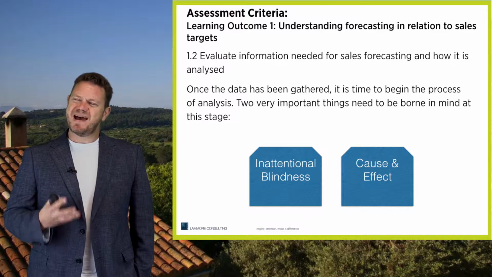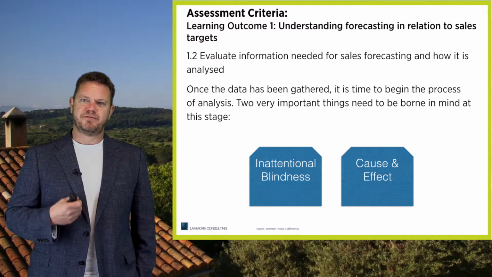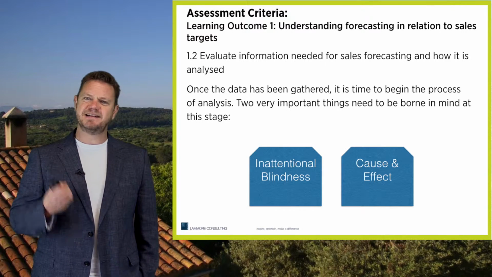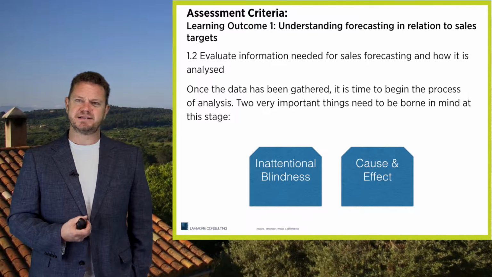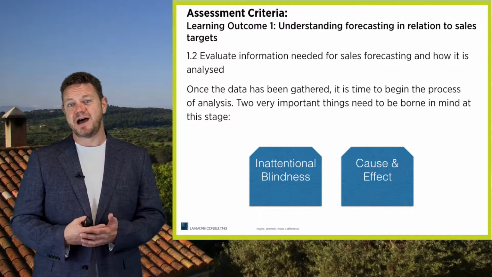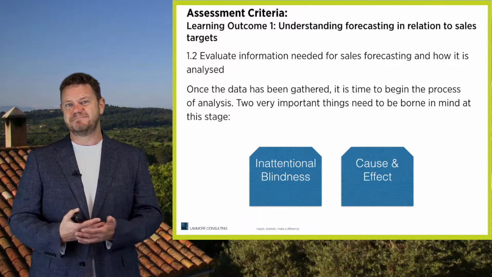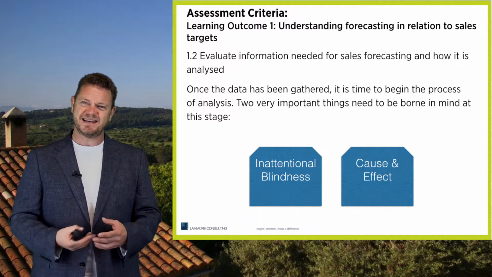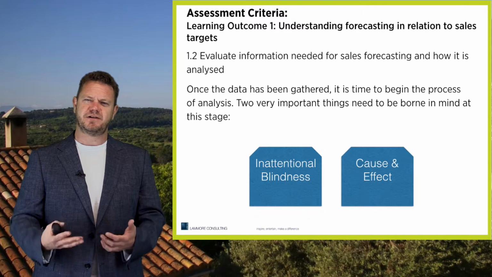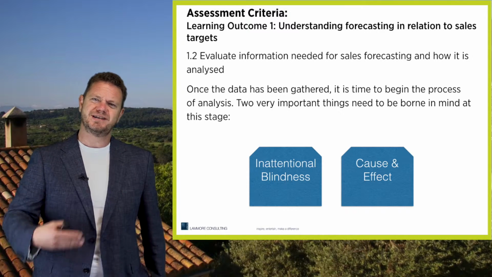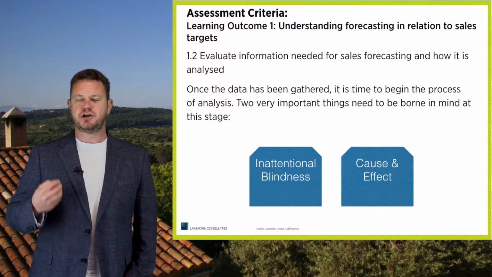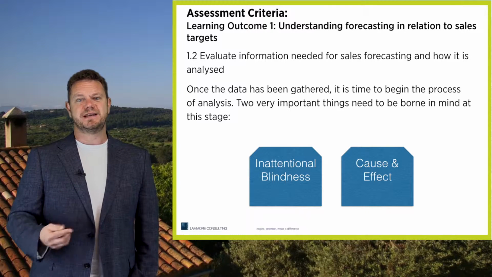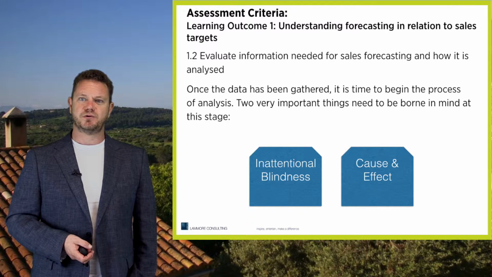A couple of things to bear in mind in addition to this idea of paralysis by analysis are inattentional blindness and cause and effect. Inattentional blindness is basically about being either over-optimistic or over-depressed, looking at what the data is saying and seeing what will predict what we thought was going to happen anyway. There's a real temptation to look at anything and see what we want to see, and that is what inattentional blindness is all about.